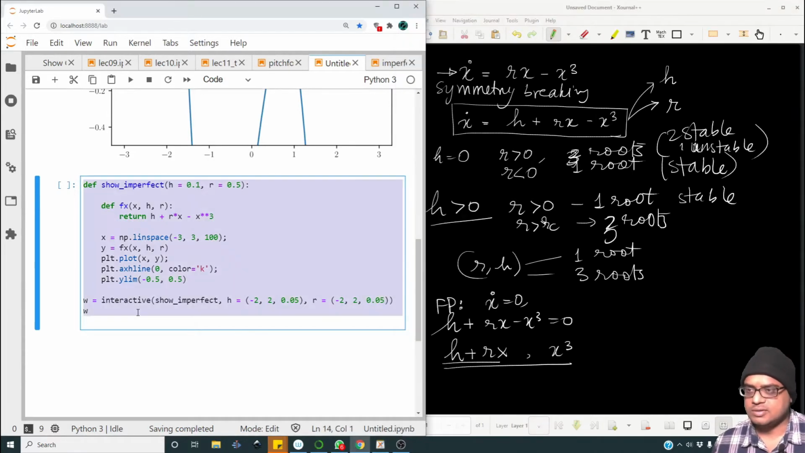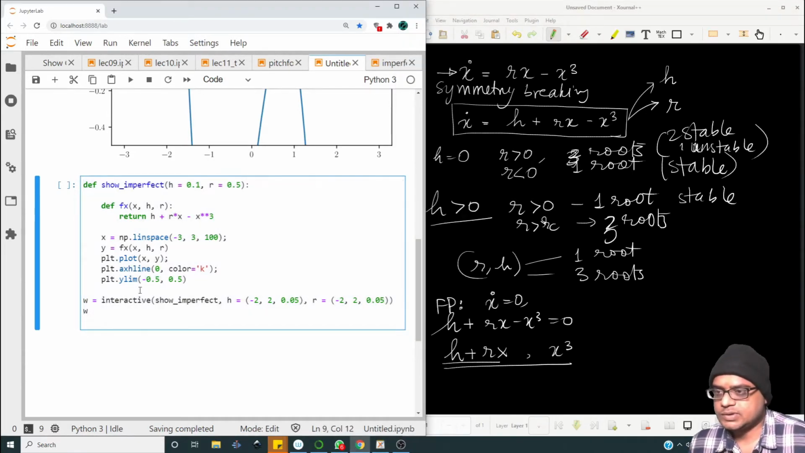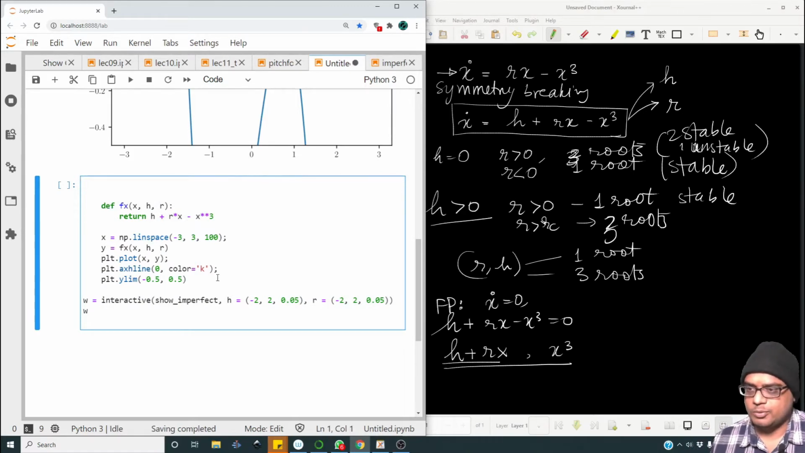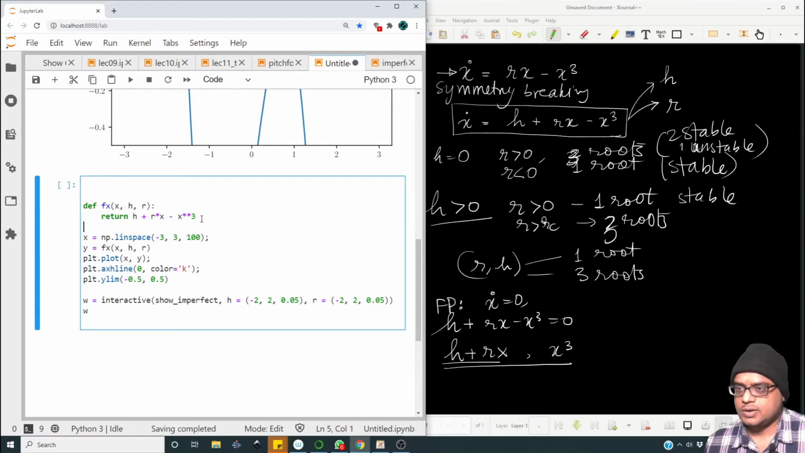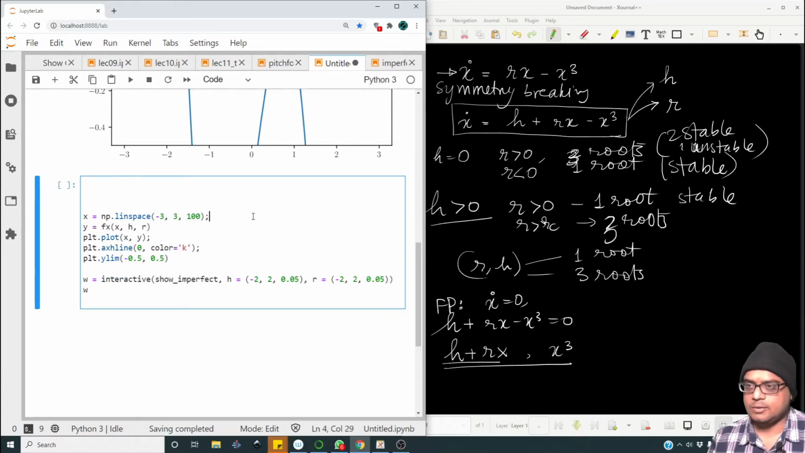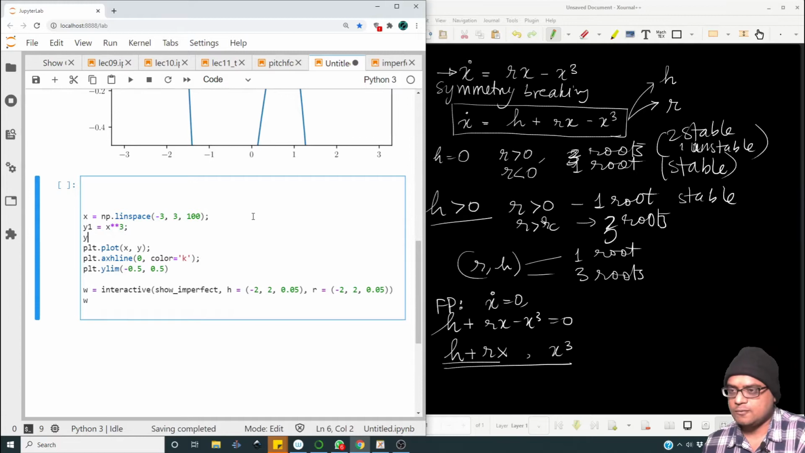We don't need this. Let us create it from scratch, but not copy paste. Let us remove this. x equal to linspace, y equal to x cubed. Let this be y1, and y2 be h plus rx, r times x. Let us plot simultaneously x comma y1, x comma y2 and the x-axis. Let us now wrap everything inside a function.